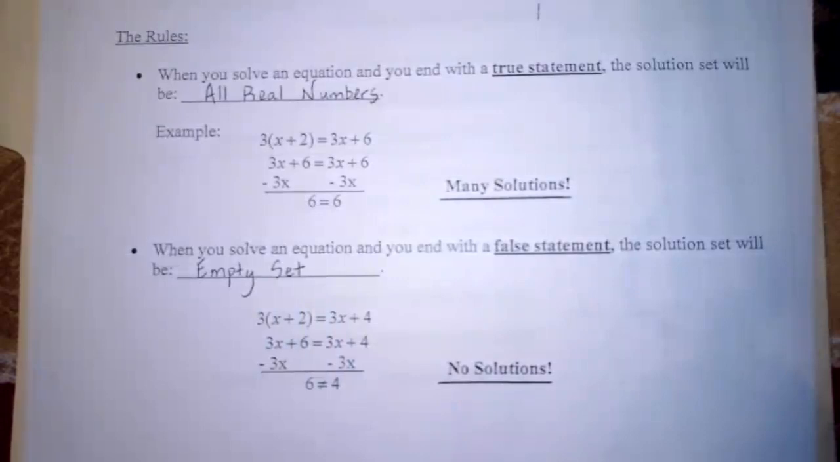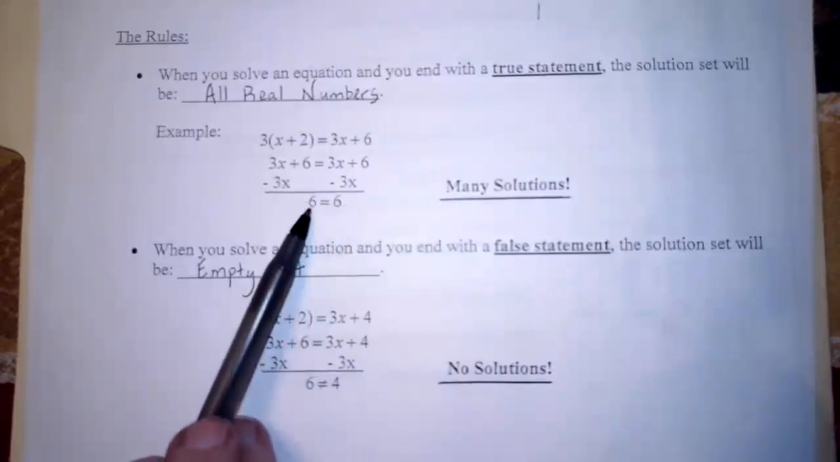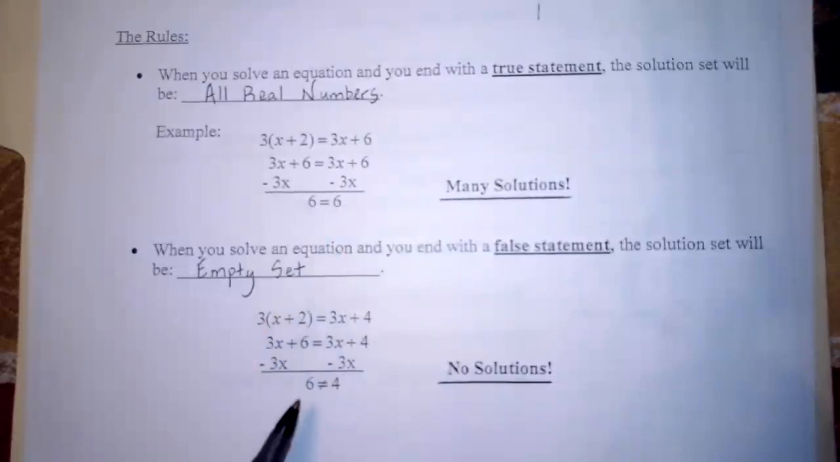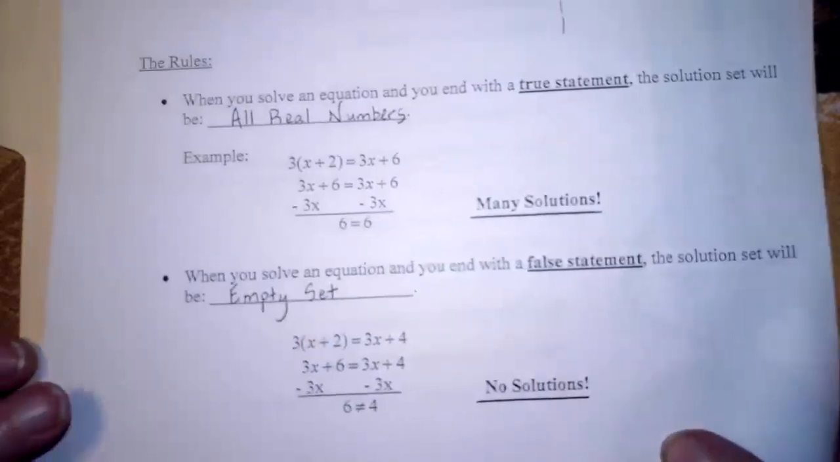So those are the 2 kind of, I'm going to call them weird situations if you want. So if your variable completely cancels out, those are the 2 things that you want to look for. Did you end up with something that was true when you got to the bottom, or did you end up with something that was false? All right, I think we probably have some more examples. Let me see what we got here.